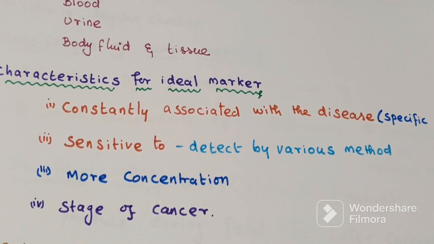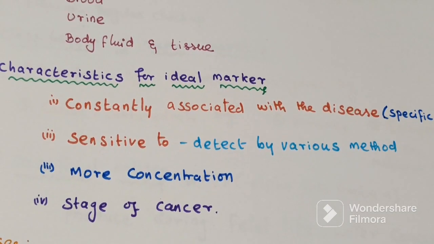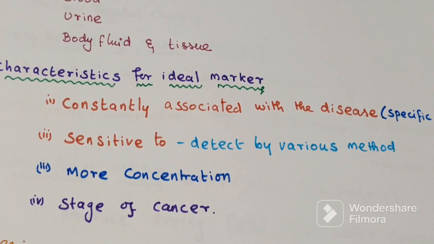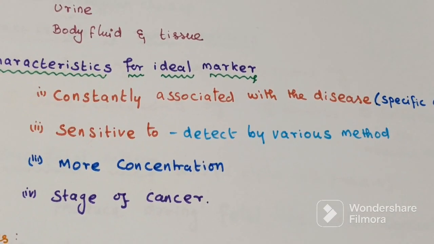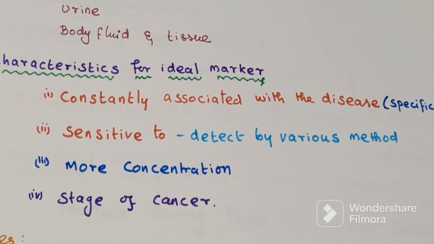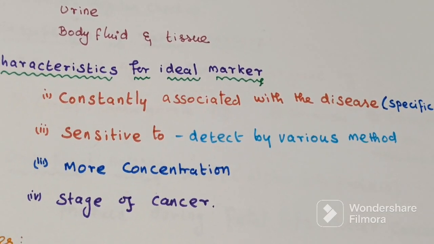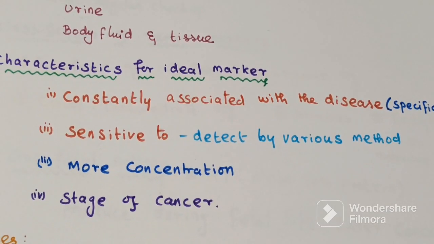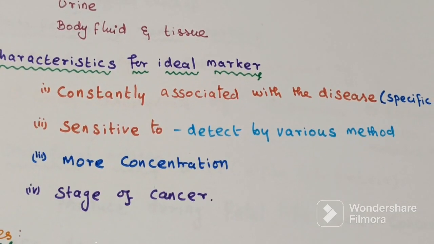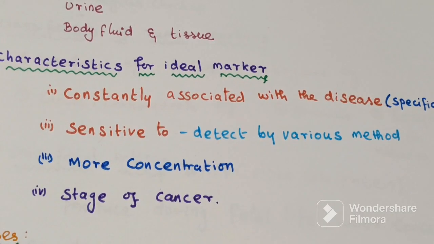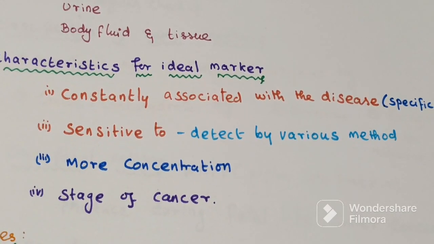So what are the characteristics of an ideal marker? It is constantly associated with the disease, that means specific for the disease. It is sensitive to various methods. It should be present in higher concentration compared to a normal individual, and it should tell about the stages of disease.